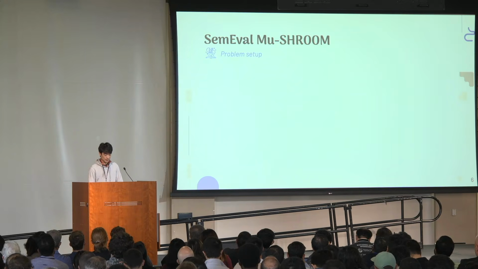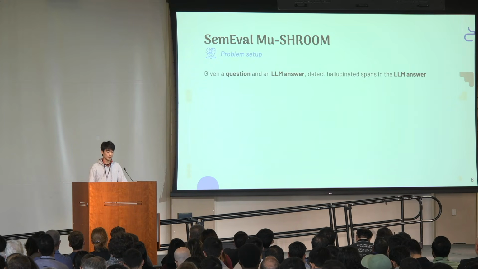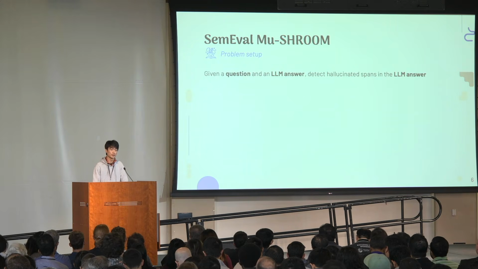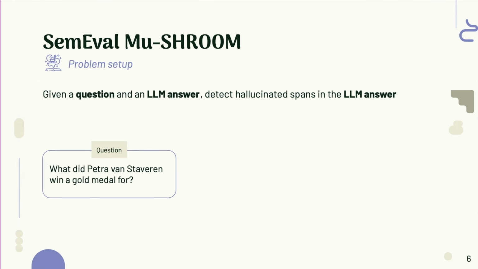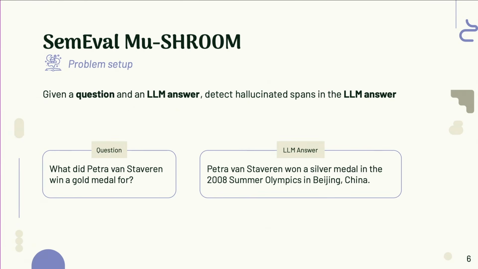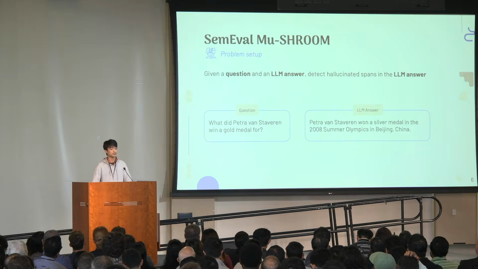The problem is set up like this. Given a question and an LLM answer, detect the hallucinated spans in the LLM answer. And here is a more concrete example. The question asks, what did Petra van Staveren win a gold medal for? And the LLM answers, Petra van Staveren won a silver medal in the 2008 Summer Olympics in Beijing, China.